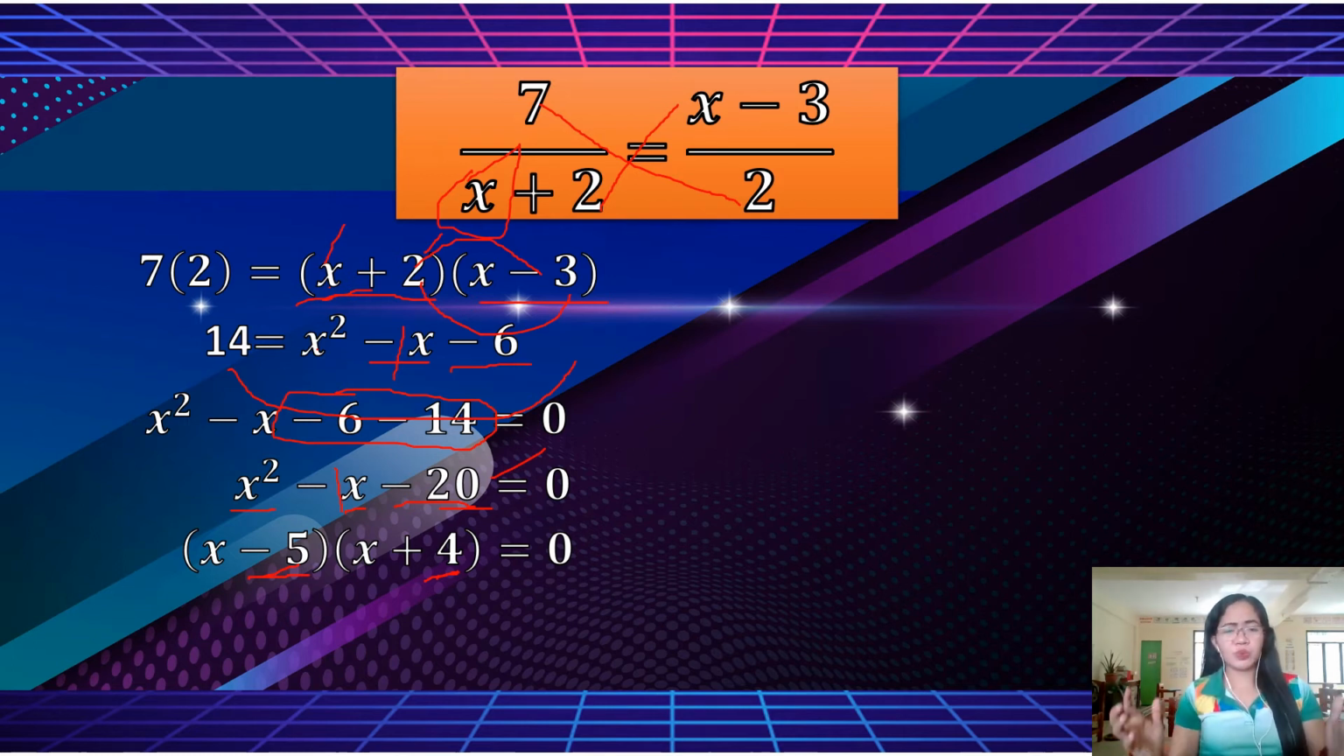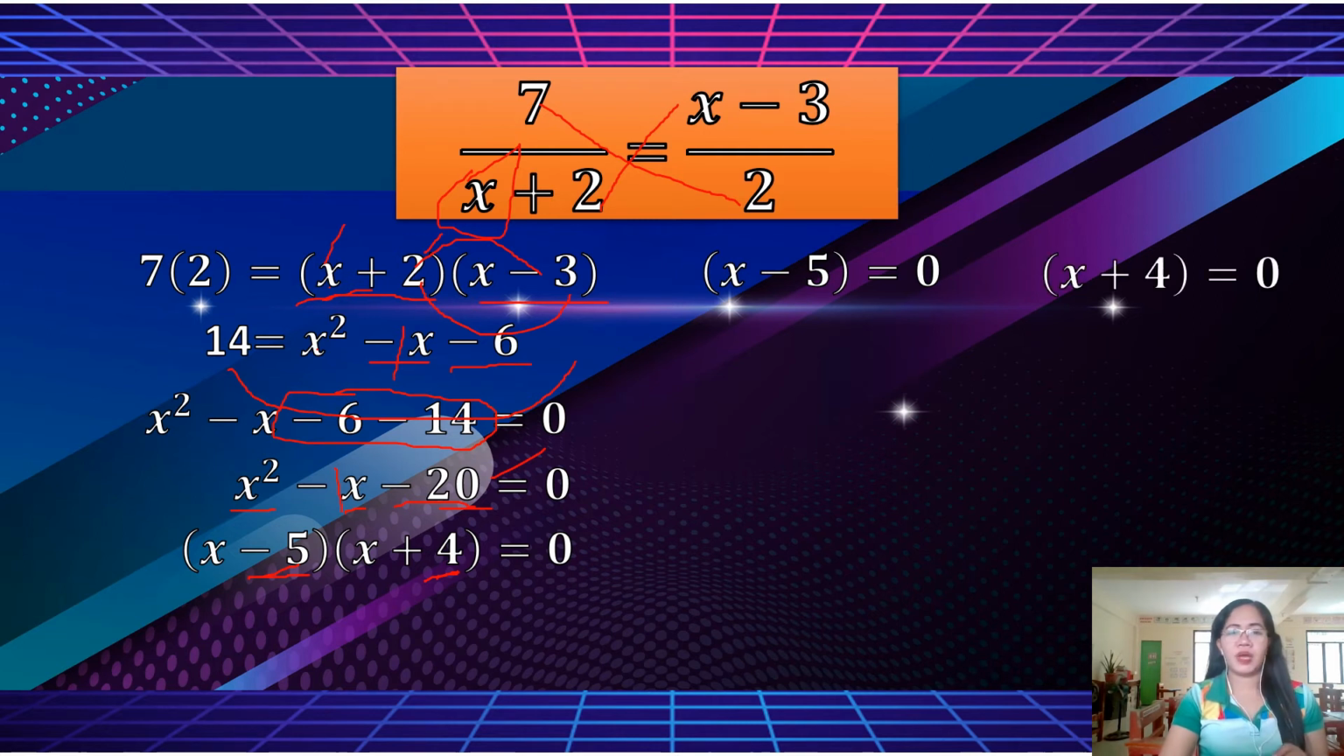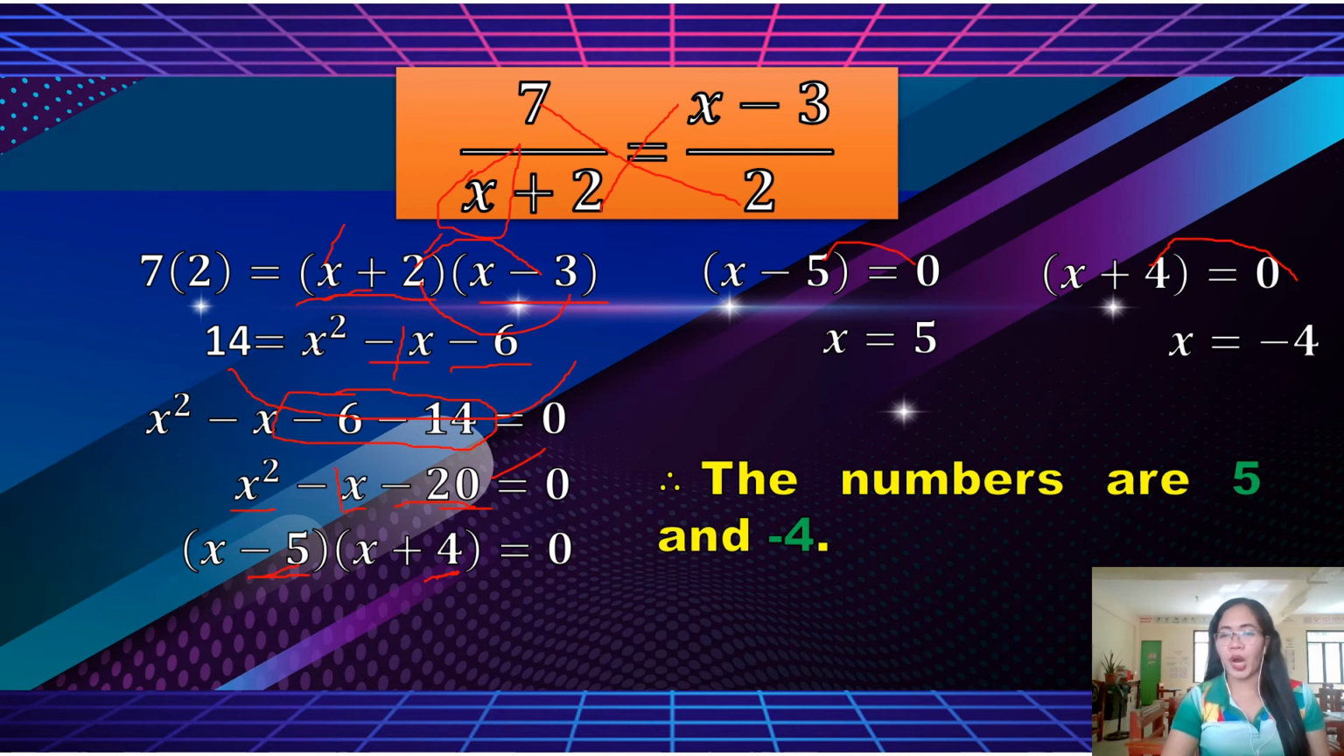Afterwards, since we already have our factors, we are going to separate the two factors and equate each factor to 0. One factor is x minus 5 equated to 0, and the other factor is x plus 4 equated to 0. Afterwards, we're going to transpose negative 5 as well as positive 4, and it becomes 5 and the other one is negative 4. Therefore, the numbers are 5 and negative 4. That's it.